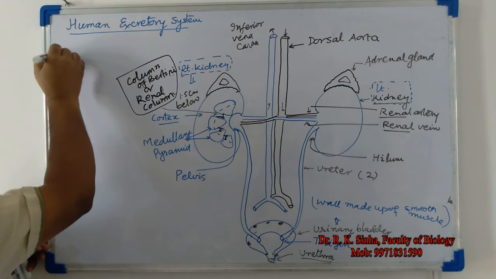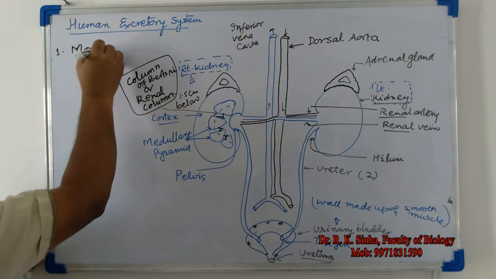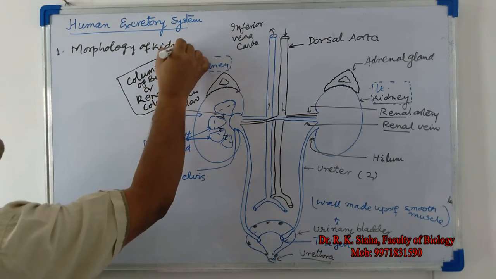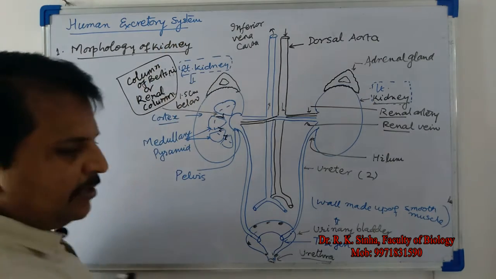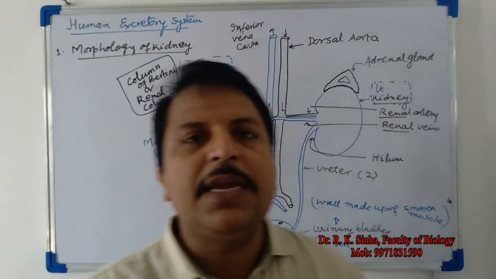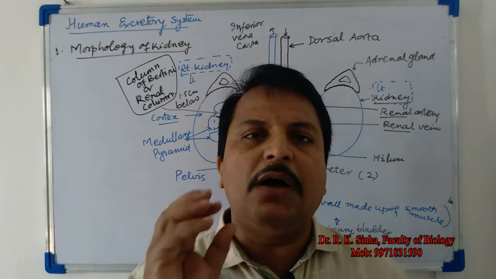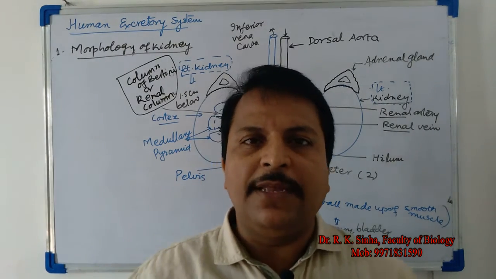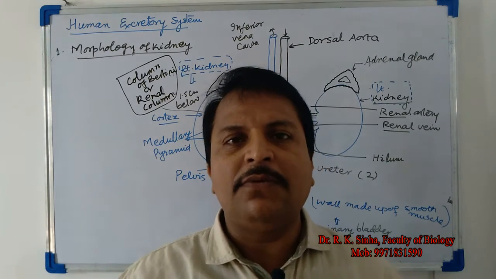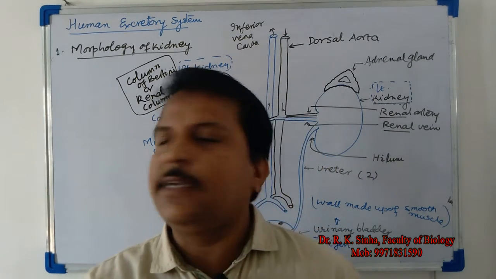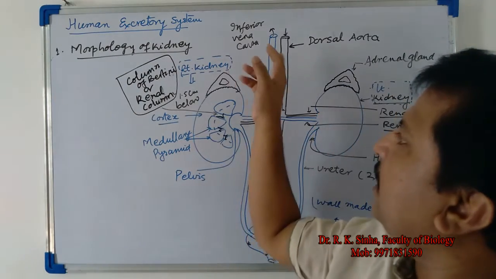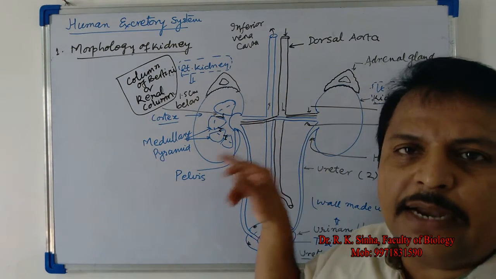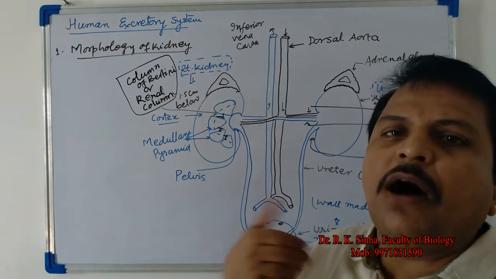In the first step we will study the morphology of kidney. So what is the meaning of morphology? Morphology means the information that we are getting from the direct observation of any organism or any part of the body or any organs without running a scalpel over it. So morphology is the entire information we are getting from this structure. That entire information is known as morphology.